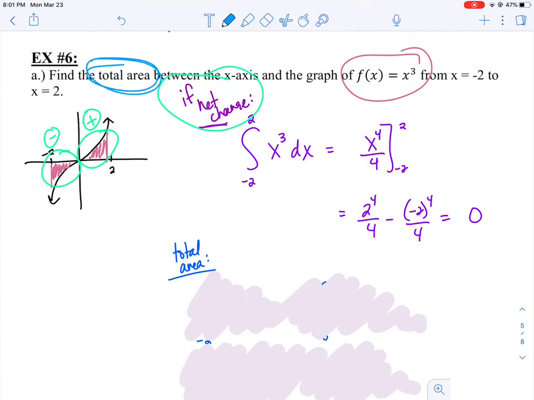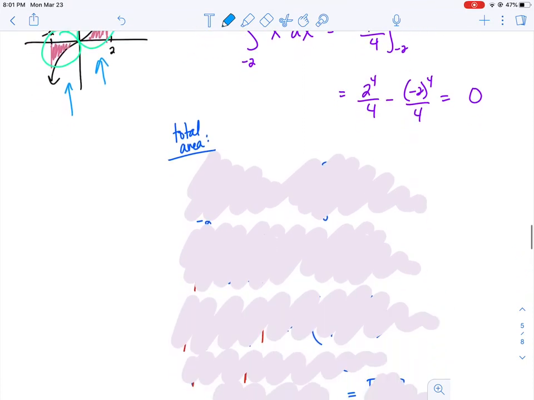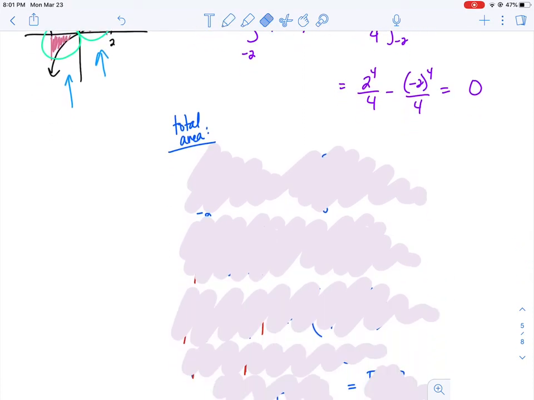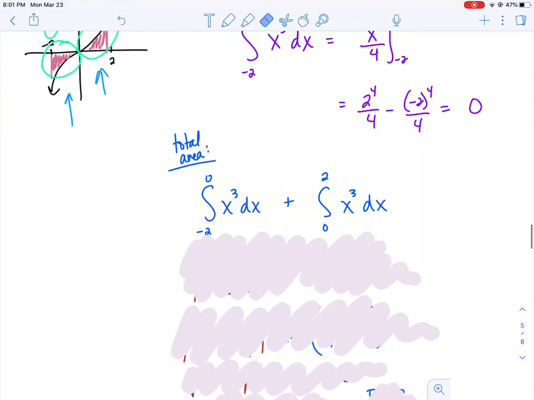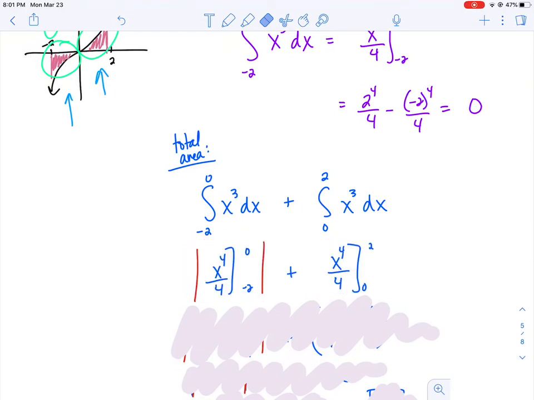And so anytime I see that they're asking me for total area, I've got to do the problem a little bit differently. I've got to first figure out where am I above the x-axis versus below the x-axis, and then I've got to set myself up a bunch of different integrals depending on where I'm at. And so when this question asks me for the total area, I've got to set up 2 different integrals. I've got to set up an integral from -2 to 0 of my function and find that area. But then I have to set up another integral from 0 to 2 and find that area.